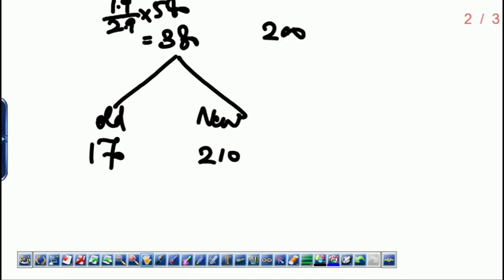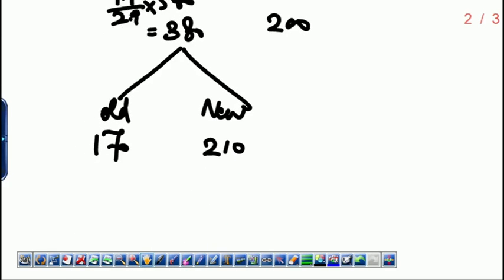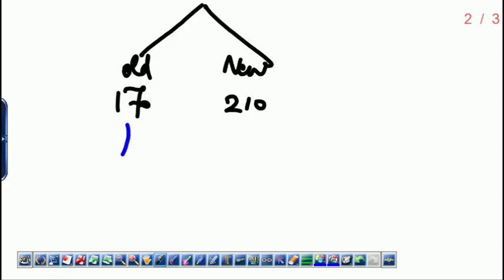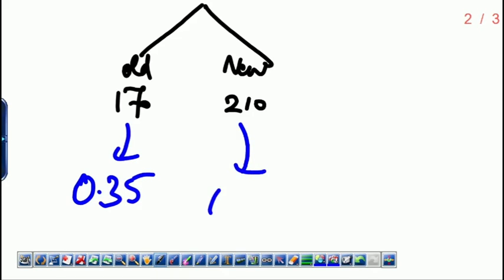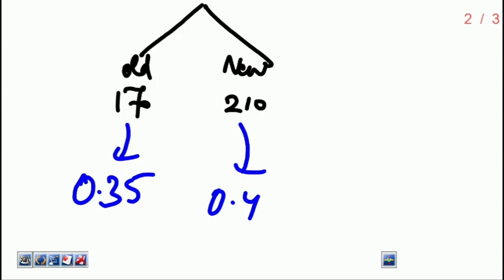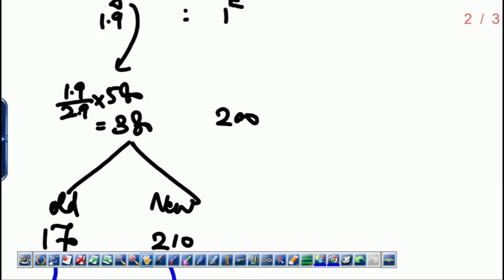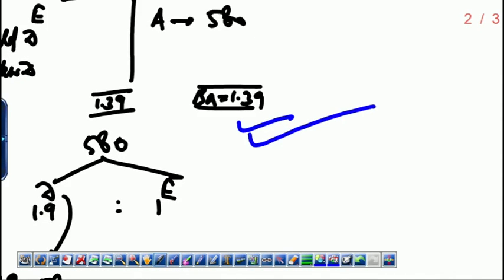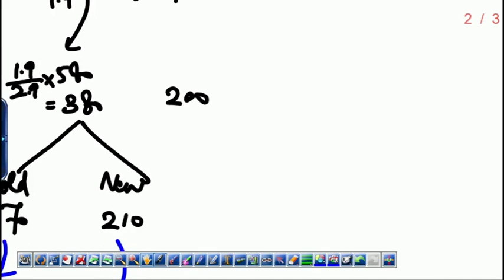Out of 380, existing debt was 170, new debt 210. Now they are telling us the beta. They are writing that the beta of the old debt is 0.35, I think. New debt is 0.4. I'll just cross verify. 0.35, 0.4, and you remember beta of the asset side was anyways 1.39, correct? We just don't know the beta of equity.